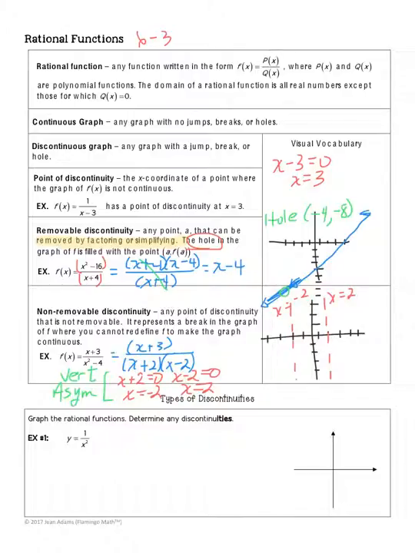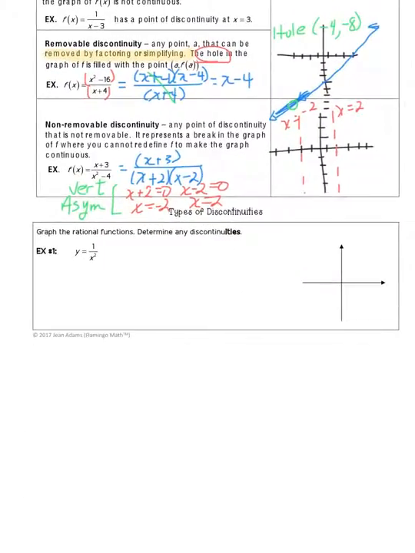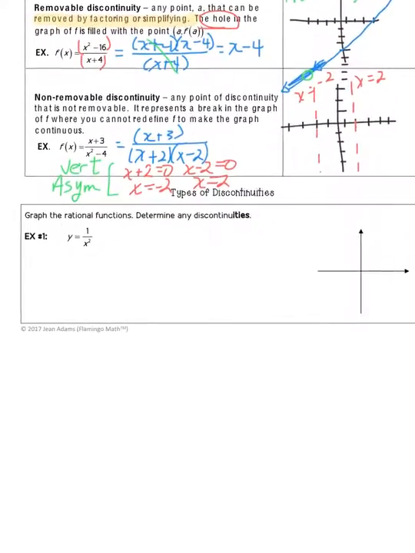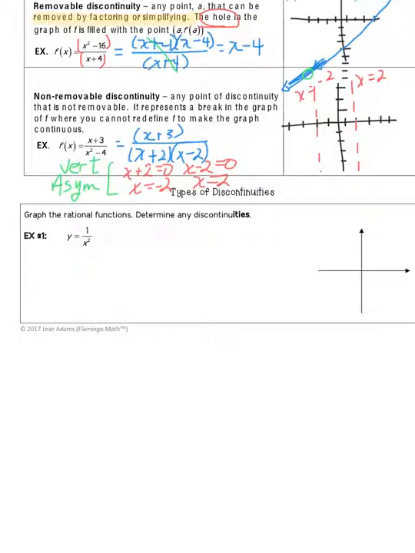All right, so let's go ahead and look at example 1. For example 1, we're going to graph this whole function, and we're going to determine if there are any discontinuities. So all we care about are holes and asymptotes. We're going to start looking at horizontal asymptotes, but for right now, I'm going to start with my vertical asymptote.